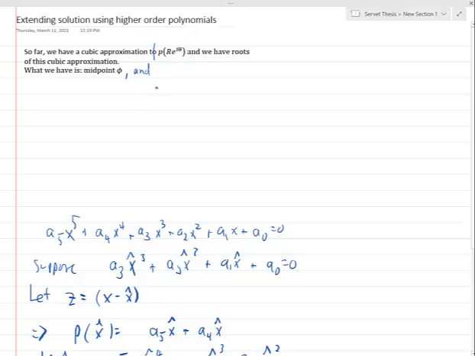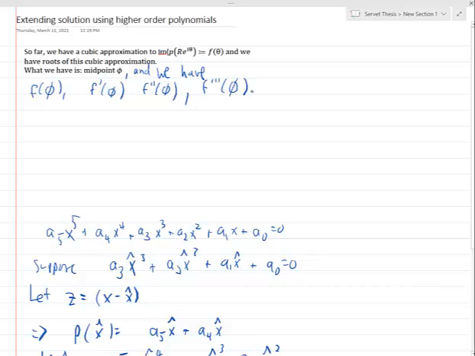So this is what we're defining as f of theta. Okay. So we have a midpoint phi, and we have f of phi, f prime of phi, f double prime of phi, and f triple prime of phi. This is what we already have. So far what I'm doing is just repeating. And then we can use the Taylor approximation.